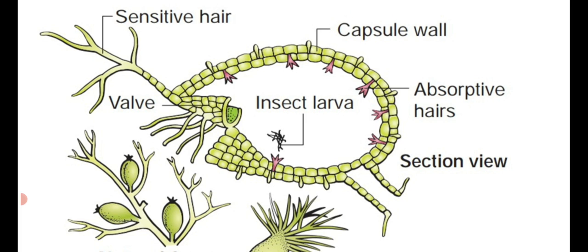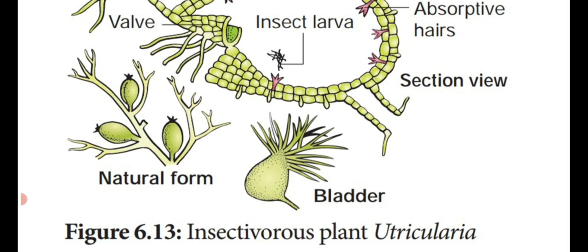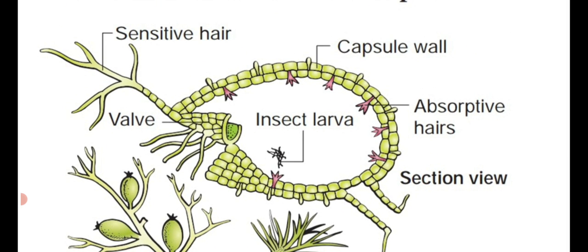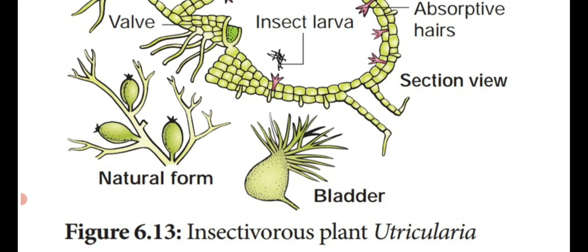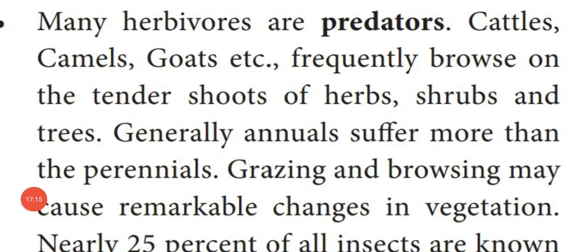So these are all the another type of insectivorous plants. Here the Drosera only gets benefited, the other organism, that is the insect, is harmed. So this is another example of insectivorous plant, Utricularia or bladderwort. Some other examples of predation are also given here.